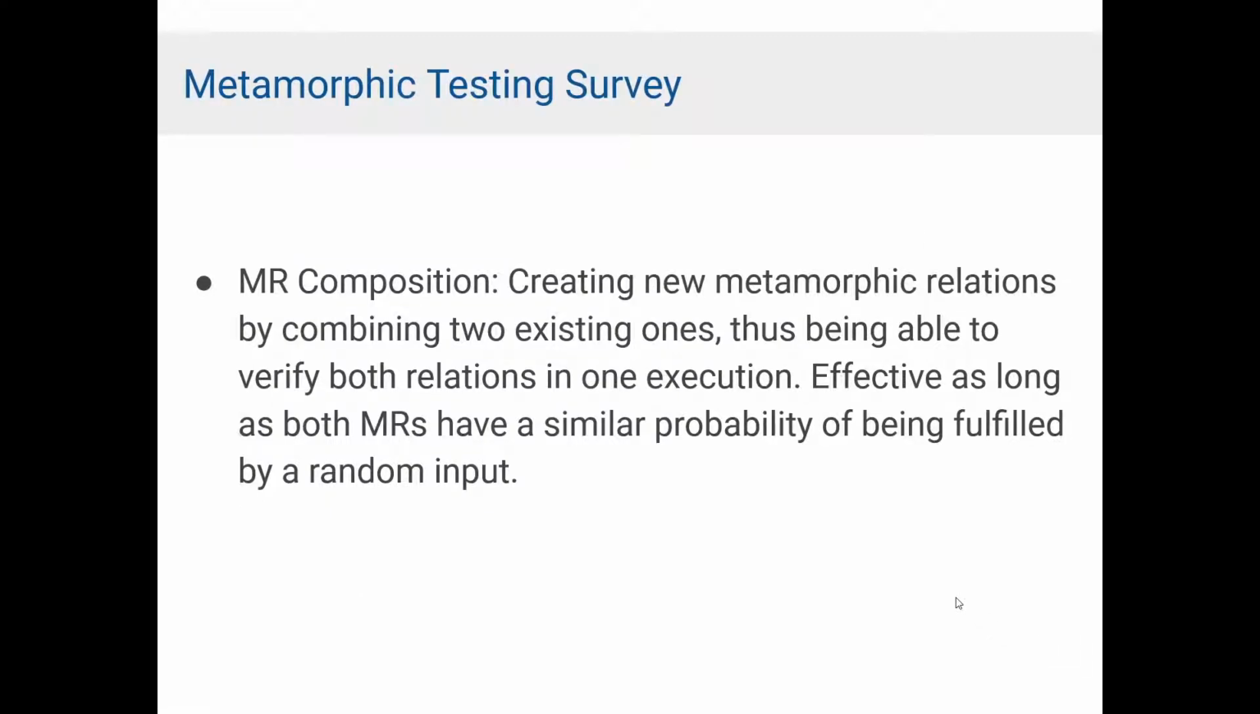So really there were two main takeaways from our survey of metamorphic testing, which we found to be highly relevant for our paper. The first was MR composition, and that's the idea of creating new metamorphic relations by combining two or more existing ones, and thus being able to verify what each of them does in a single execution.